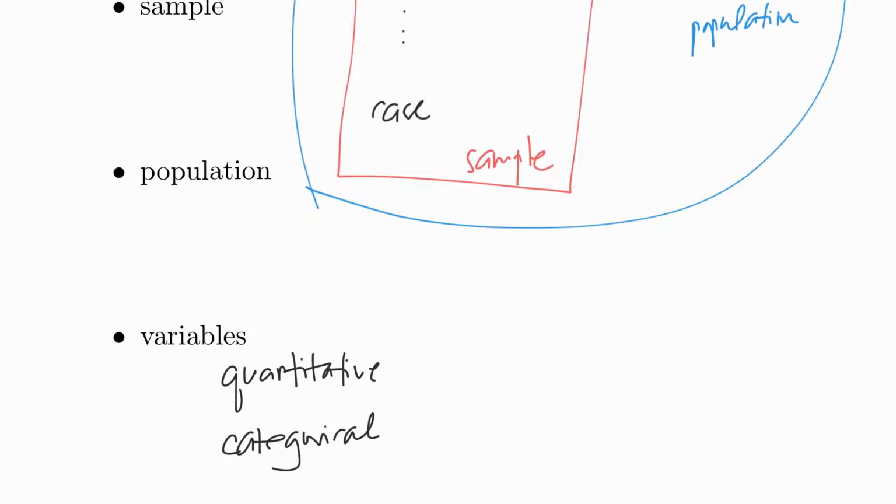Now sometimes it's not immediately clear whether a variable is quantitative or categorical. You have to think a little bit. So something like a zip code, for example.